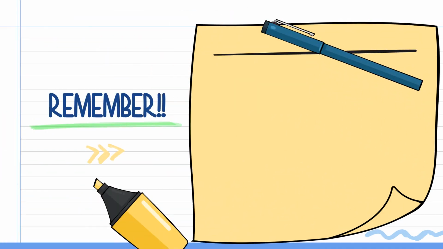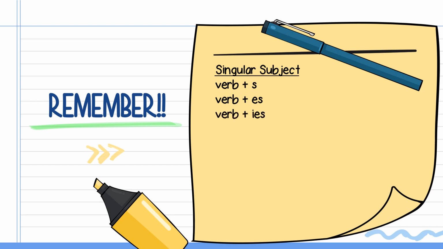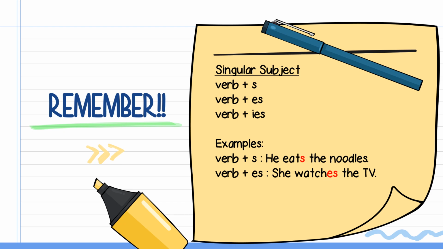And please remember that for the singular subjects, sometimes we have to add S to the verb or ES or IES. Okay, look at the examples. Verb plus S, he eats the noodles. Verb plus ES, she watches the TV. Verb plus IES, Honey studies in the UK.